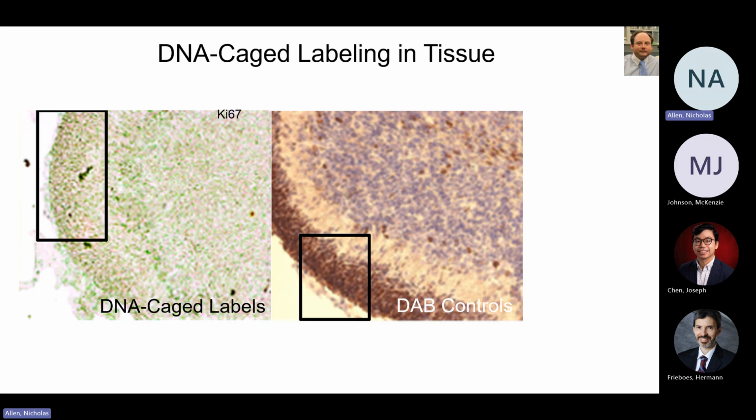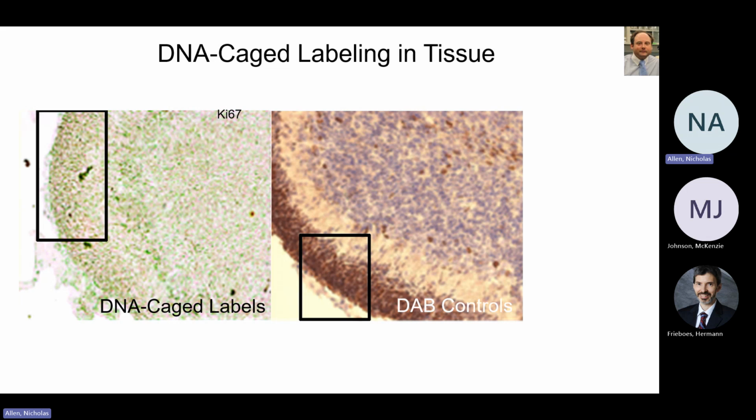It's not bright enough. When I showed this to my path collaborator, he's like, you need to do brown, switch to brown. We're working on this. But we do have evidence that it's working. And then this is the erased samples. You can see there's just nothing.